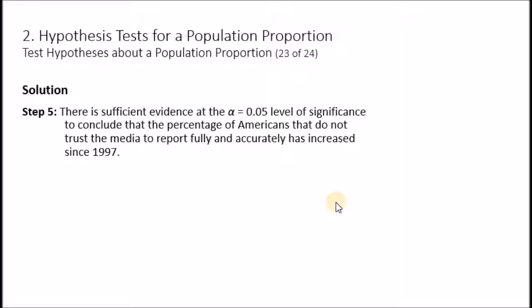Finally, we're going to state our conclusion. There is sufficient evidence at the 0.05 level of significance to conclude that the percentage of Americans that do not trust the media to report fully and accurately has increased since 1997.